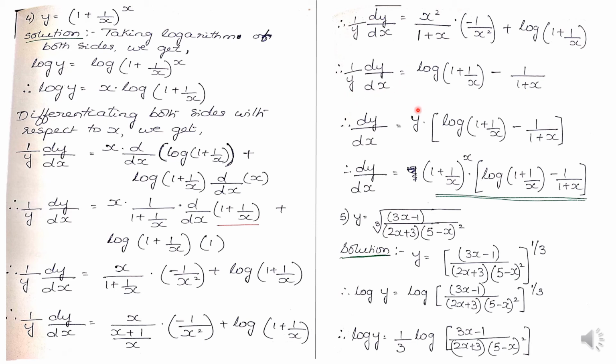Then in the next step, we of course take y on the RHS, so y into the whole thing, and we write the value of y into our answer. So this becomes our final answer for dy by dx.